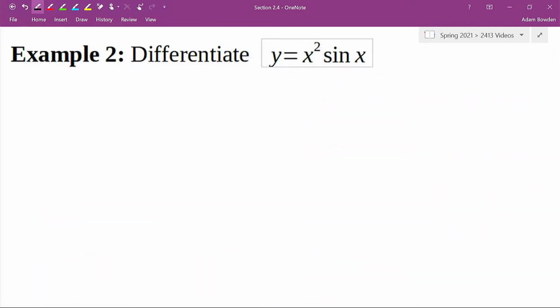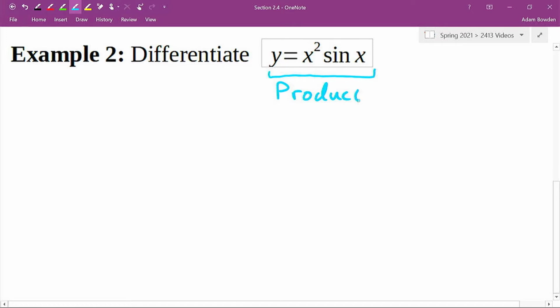This one, on the other hand, we do have to notice that we have y equals x squared sine x. This is a product of two terms. And so in this case, we have to use the product rule to take the derivative. So when we do that, for y prime, we have to do the first, x squared, times the derivative of the second.